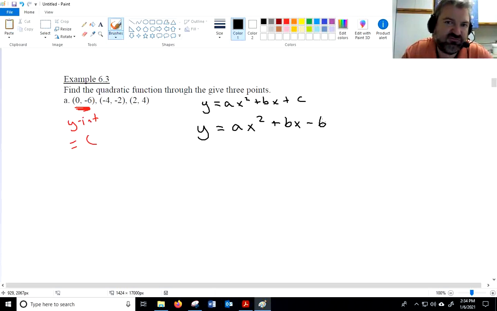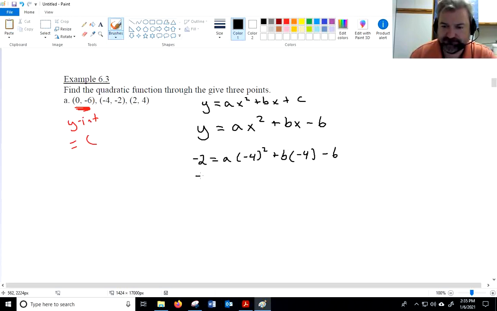But since those are two different things I do not know, I need two different points to write two different equations, and then I'll have to solve a system of equations. So let's use the first point. Negative 2 for the y, negative 4 for the x. So negative 4 squared is 16, so that becomes a 16a minus 4b, and then minus 6.